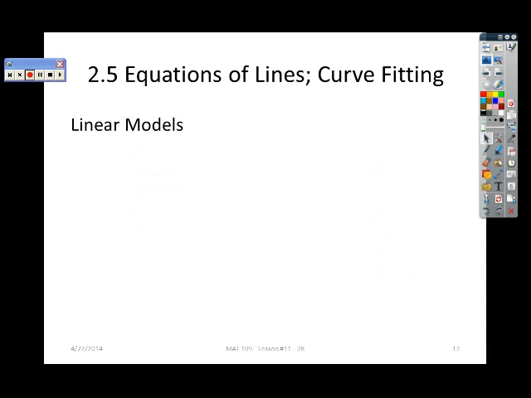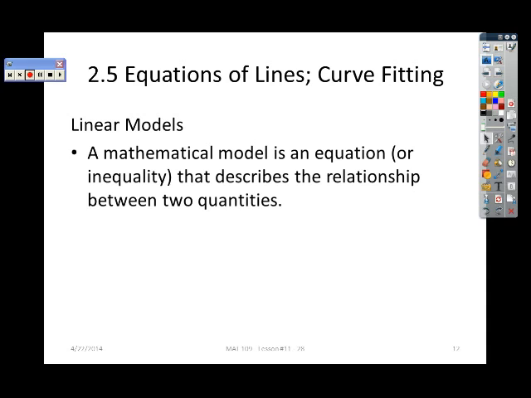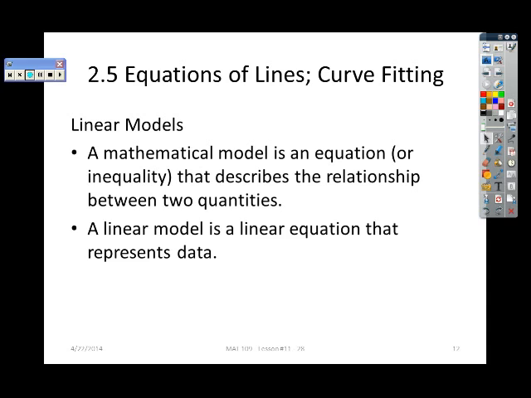Okay, linear models. Linear models are just functions that are linear. A mathematical model defines a relationship between two things. That's a relation. We want to work with functions, though, so we get unique values. So we're going to work with linear functions.